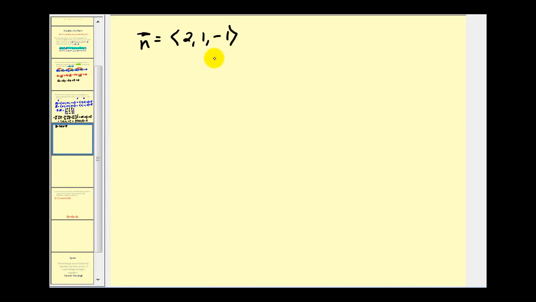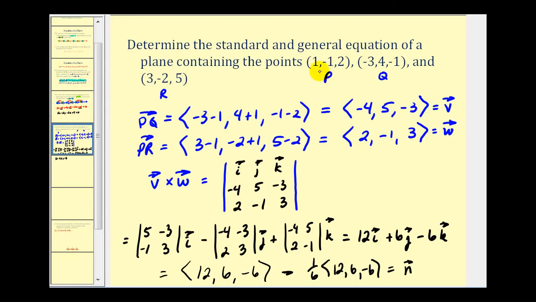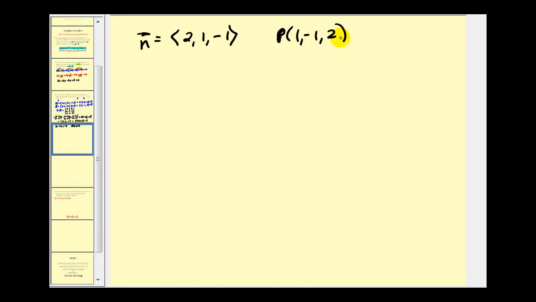Now we have to decide which point we want to use to create the equation of the plane. Let's go back to the previous slide. And let's go ahead and just use this first point P, 1, -1, 2. And this is all we need to find the standard equation of this plane. We're going to have 2 times x minus 1 plus 1 times y minus -1, or y plus 1, minus 1 times z minus 2, and this must equal 0.